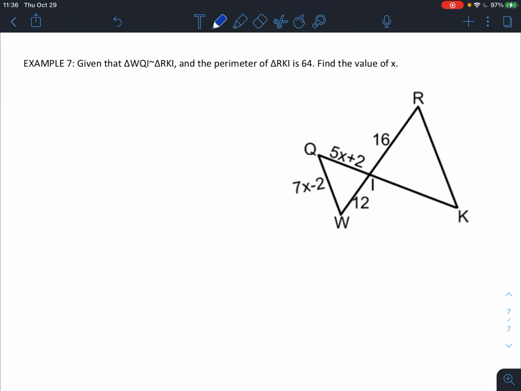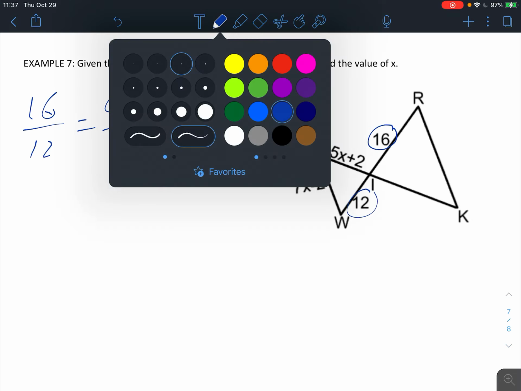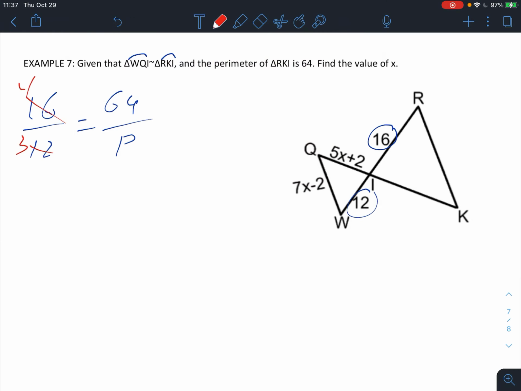And finally, number 7. Given that two triangles are similar, the perimeter of RKI is 64. Find the value of X. The only thing we know about RKI is this side, RI, which is proportional to WI. So I can set up my proportion. 16 is to 12. I know the perimeter of RKI is 64. I don't know the perimeter of WQI, so I'm just going to call that P. If you want to make this easier on yourself, you could simplify this to 4 over 3. It's not necessary. Cross multiplying, you get 4P equals 192. Divide it by 4. We get the perimeter of WQI is 48. So this perimeter is 48.